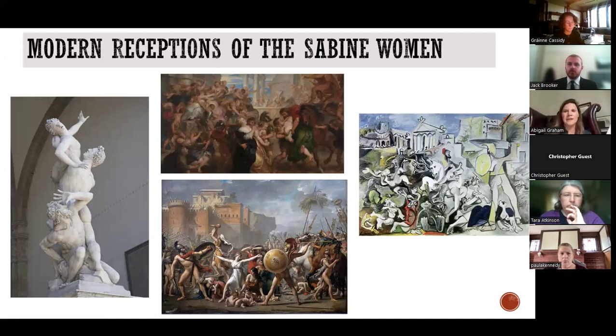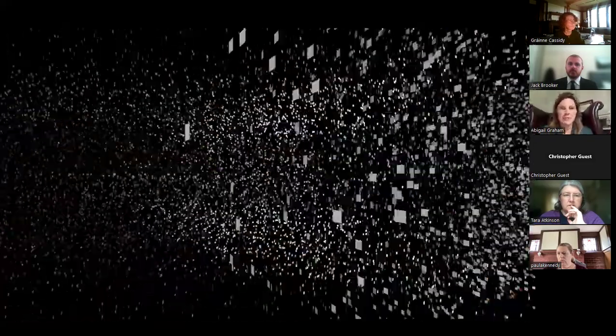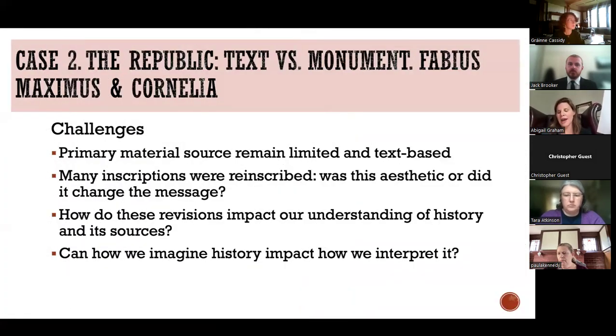And this is a way to make these events accessible, relatable to more modern events and a more modern stream of history. So that's one example of that process. This next one is looking at the Punic Wars a bit, and at Fabius Maximus and Cornelia.